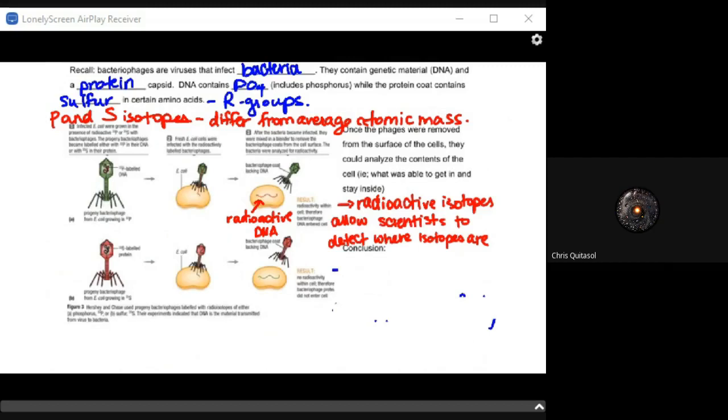If proteins were the genetic material that gets passed on and allows for hereditary traits to be passed on, they would expect a high concentration of sulfur within that bacteria. There would be more radioactive sulfur in that bacteria as a result. Likewise, if it was DNA, we would expect the phosphorus to be in higher concentrations.